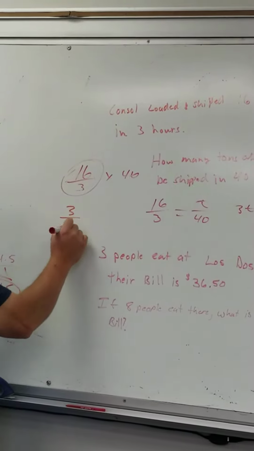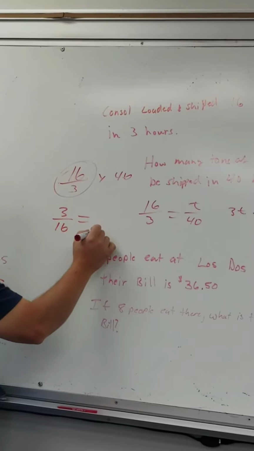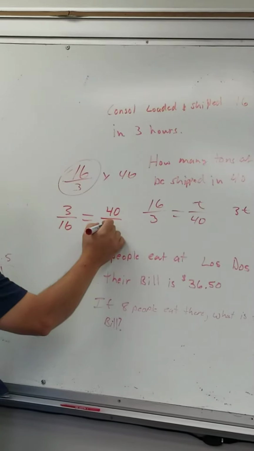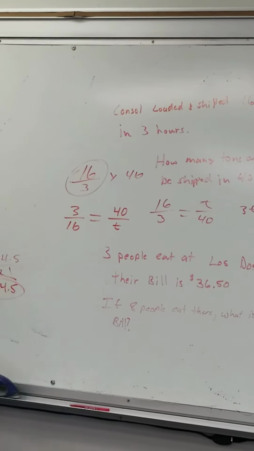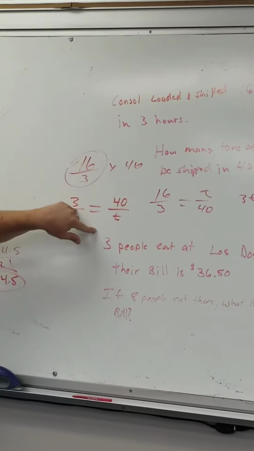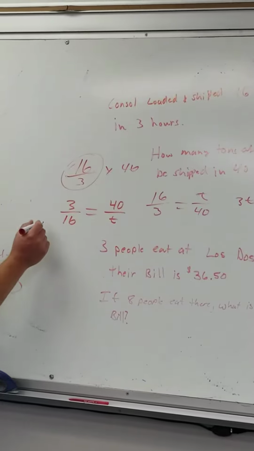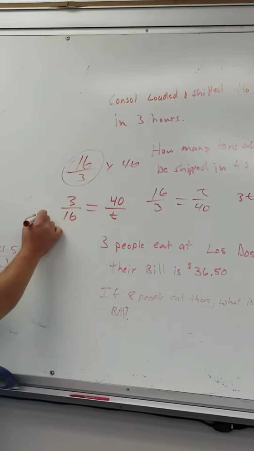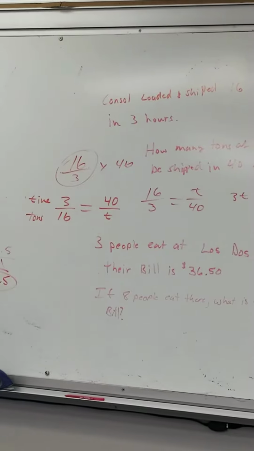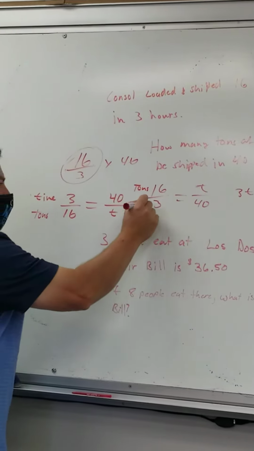Could I set this up the same way? 3 over 16 equals, and then the 40 would go here, because that's the tons, over T. So now the time is on top on both sides. But when I cross multiply, will it make any difference? No. So will this work no matter where I put it, as long as it matches? This is tons, and this is time. So it's time per ton. Doesn't matter whether it's that way or this way. Tons, time, doesn't matter either way.